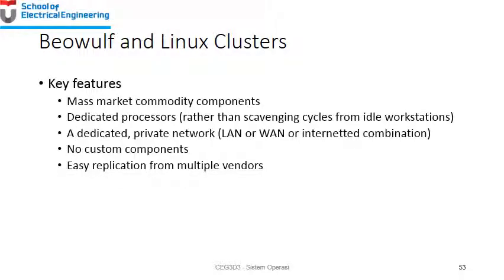Beowulf and Linux cluster. The key features are, first, mass market commodity components, dedicated processors rather than scavenging cycles from idle workstations, a dedicated private network, LAN or WAN or internet combination, no custom components, easy replication from multiple vendors.